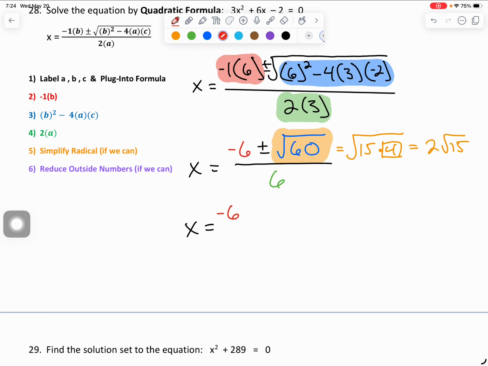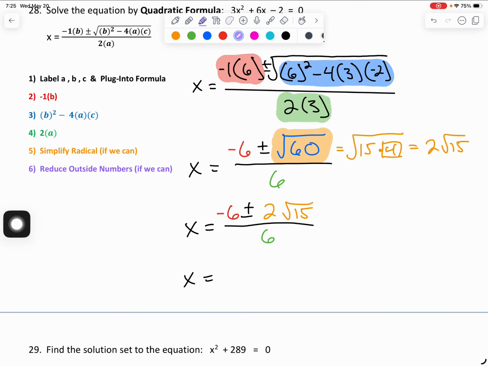X equals negative 6 plus minus 2 root 15 over 6. And then it tells us in light purple here to reduce the outside numbers if we can. All right, what's the smallest here? We have a 2. Does 2 go into 6? It sure does. We will divide each of the outside numbers by 2.